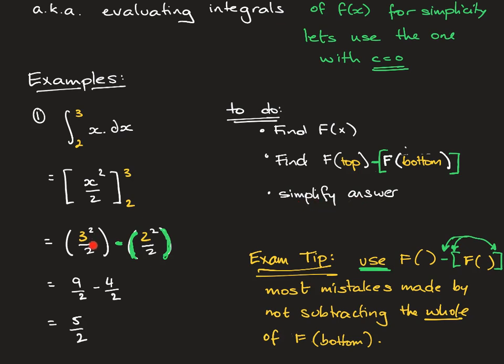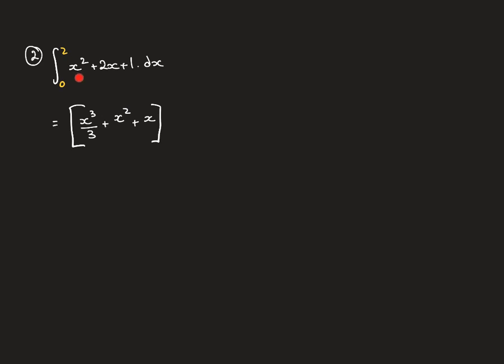So 3 squared is 9 on 2. 2 squared is 4 on 2. So the answer is 5 on 2. Let's have a go at another example. This time we're going to integrate x squared plus 2x plus 1 between 0 and 2. Our first step is to find the antiderivative. The antiderivative of x squared is x cubed on 3, 2x is x squared, and 1 is x.